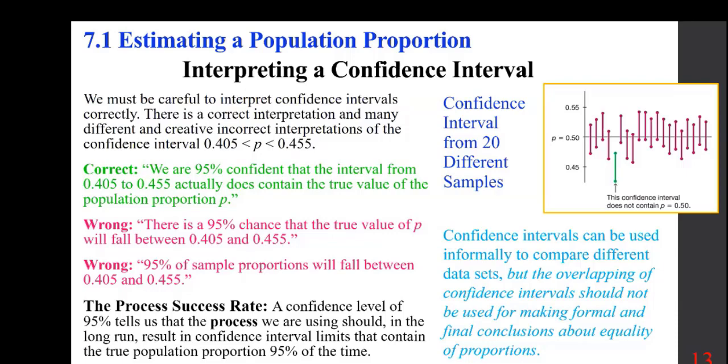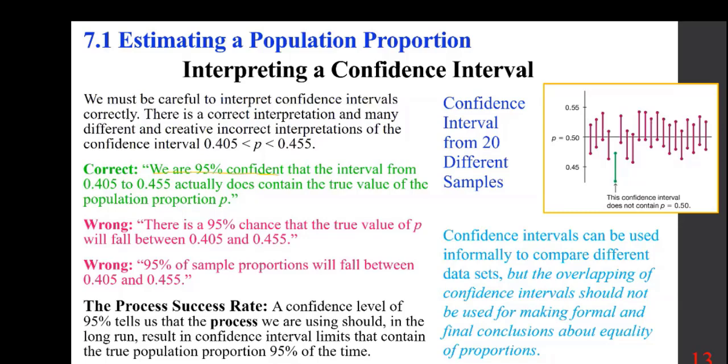Everything is on us. So when we do the job, we are 95% confident. According to the sample we collected, according to the calculation that we did, we are 95% confident that the interval from, in this case, 0.405 to 0.455 actually does contain the true value of the population proportion. It's not the others that are written here. So get into the habit of memorizing this, and you'll be able to rewrite this.